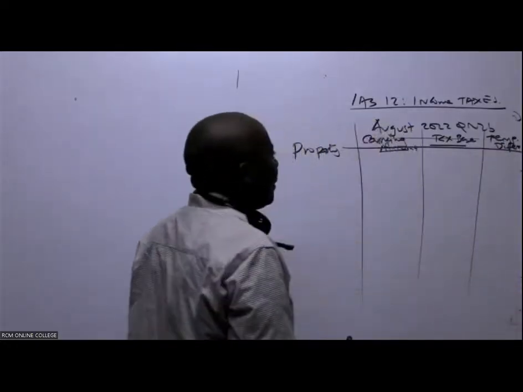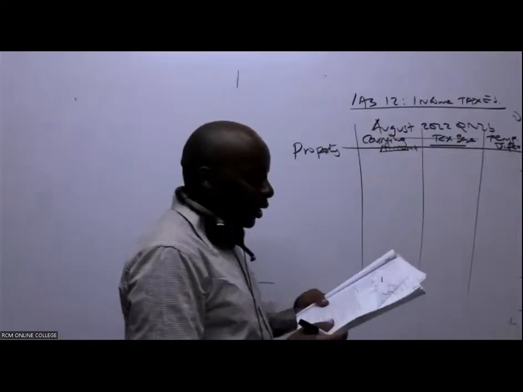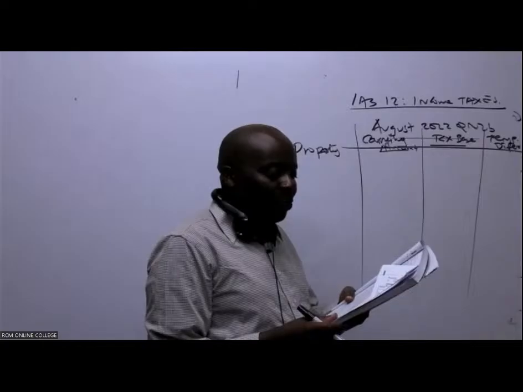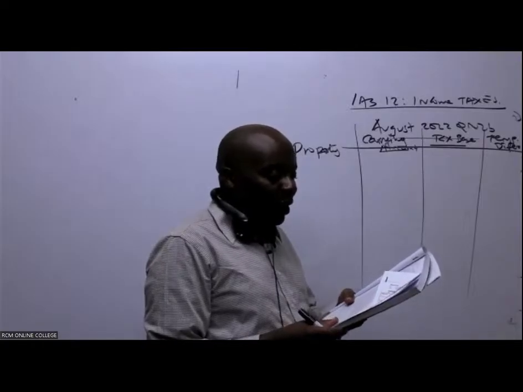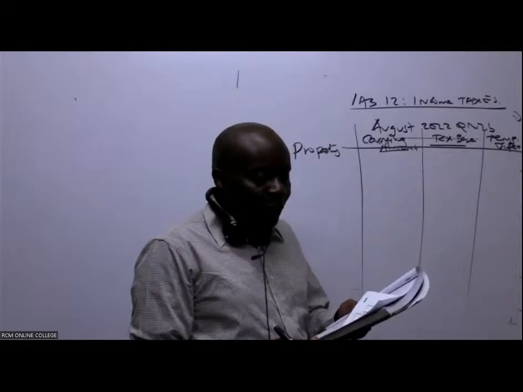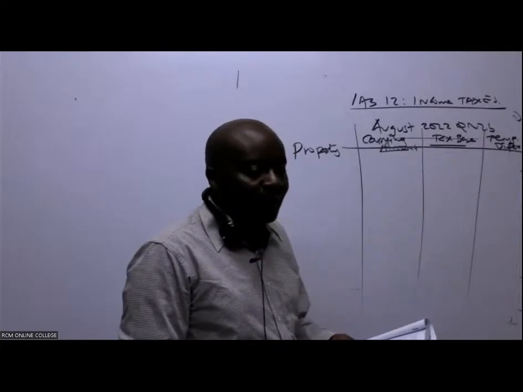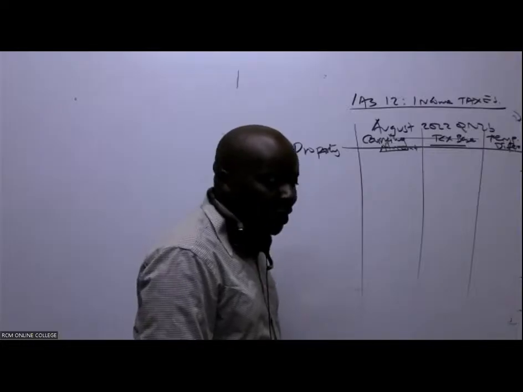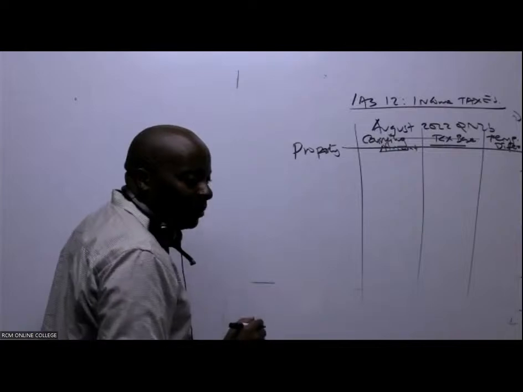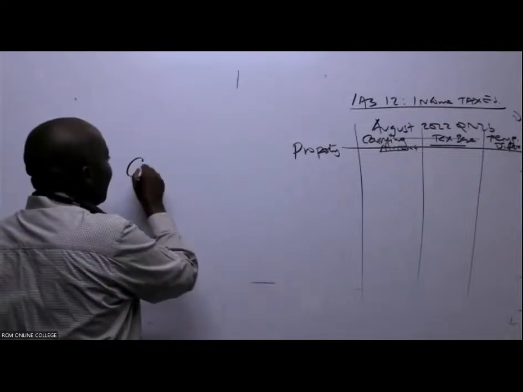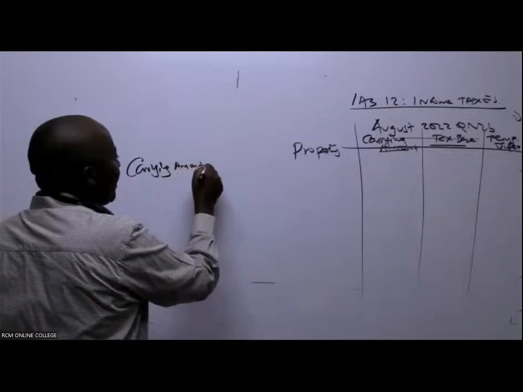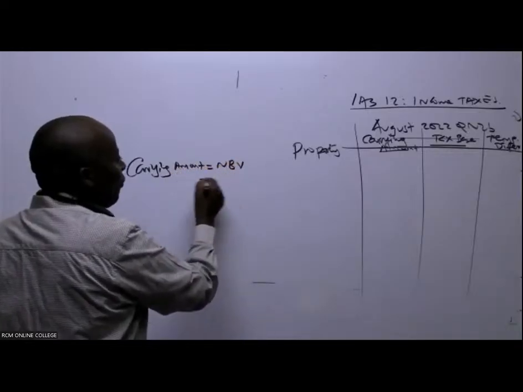Now, ladies and gentlemen, please listen to me very well. This property, what are they telling us? T Limited owns property, plant, and equipment that cost 625 million when purchased. Depreciation of 250 million has been charged up to the reporting date. So, ladies and gentlemen, then how do we get our net book value? You see, carrying amount is the same as net book value.